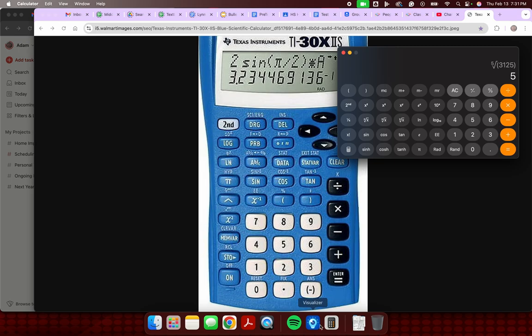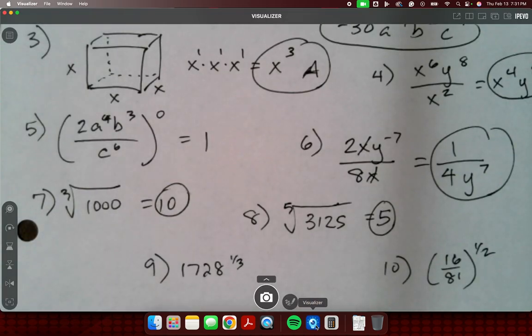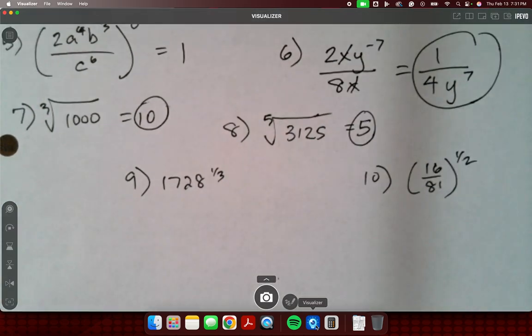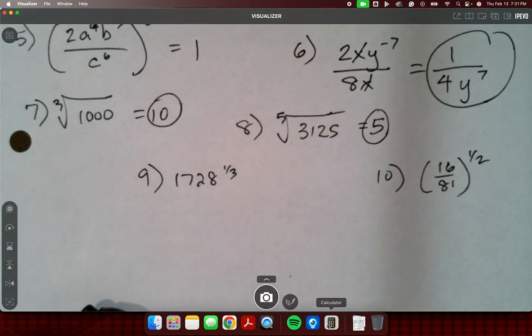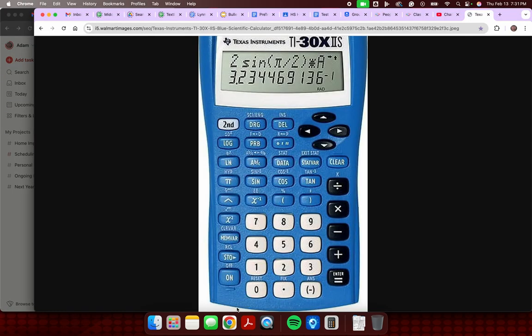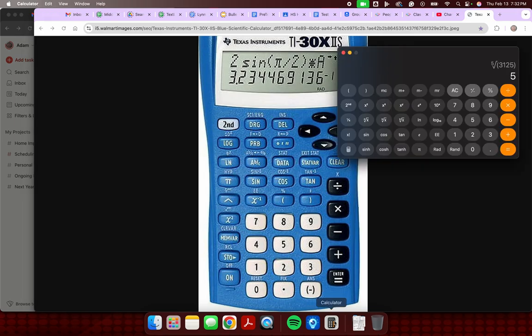Okay, next we have 1728 to the 1/3 power. So that can also be done in the calculator. On your calculator, you'll type in 1728, then hit this button right here, the caret button, and since it's a fraction, you'll need to put it in parentheses. So raise to the parentheses 1 divided by 3. So it's 1728 raised to the 1/3, 1 divided by 3. And it is 12.